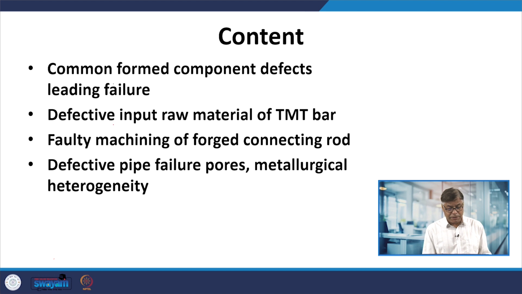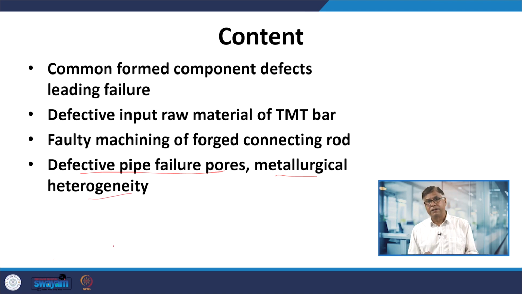So, in this particular case, the connecting rod was manufactured, and what was found was that faulty machining had led to higher stress concentration in the high stress areas, and that led to the failure. And then the third case is the pipe manufactured through the welding approach, which had defects. The defective pipe failure, which had pores and a few metallurgical heterogeneities, contributed towards the failure.